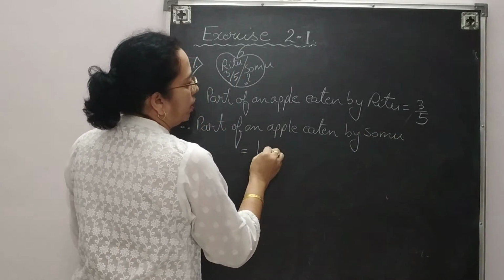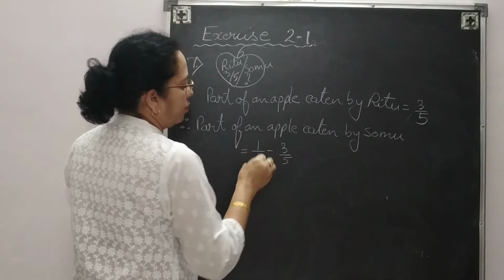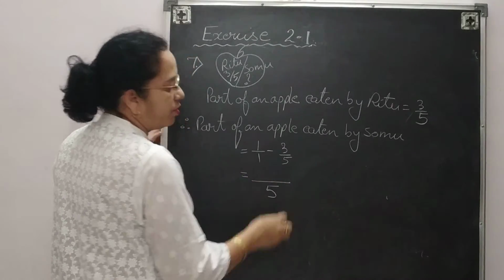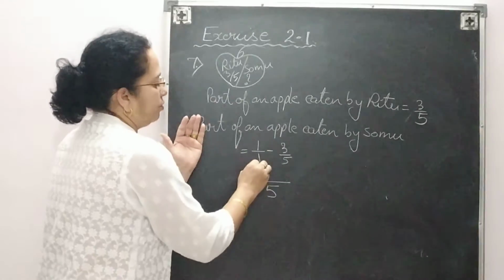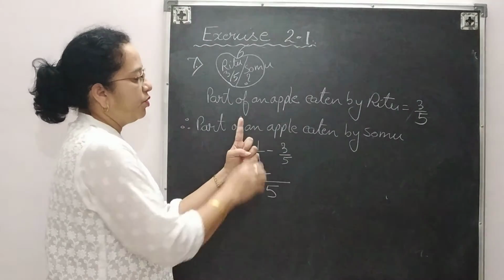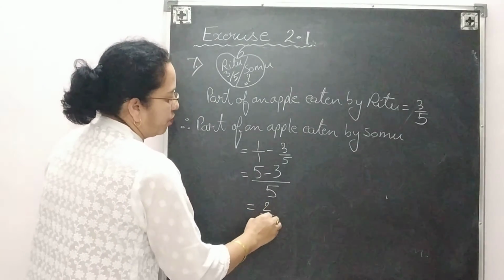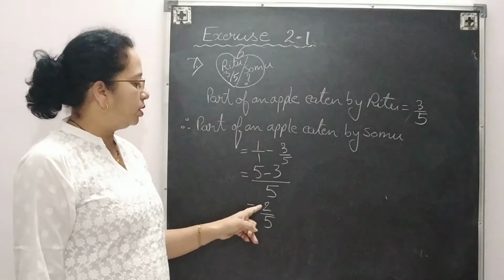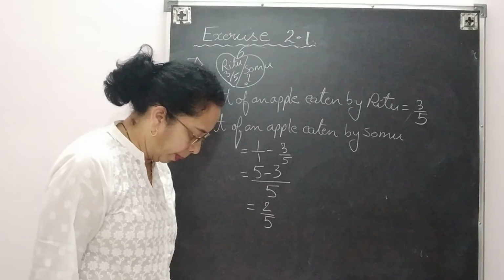1 complete apple minus 3 upon 5. Your denominator is not there, it means 1. Now your denominators are different, so take LCM. LCM will be 5. So 1 5s are 5, 5 1s are 5, so 1 into 5 and then minus 3 will give you 2 upon 5. So how much part is eaten by Somu, or eaten by her brother? 2/5 part of an apple is eaten by Somu.